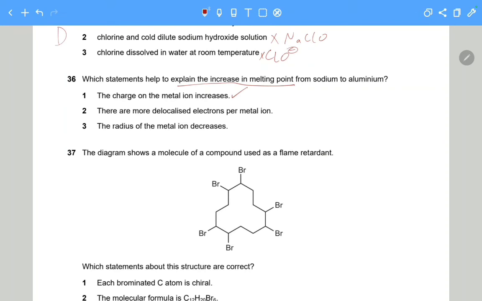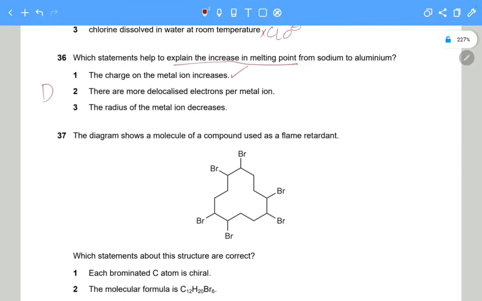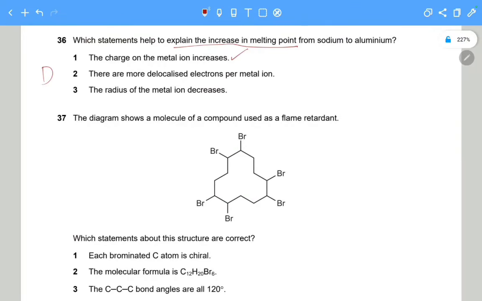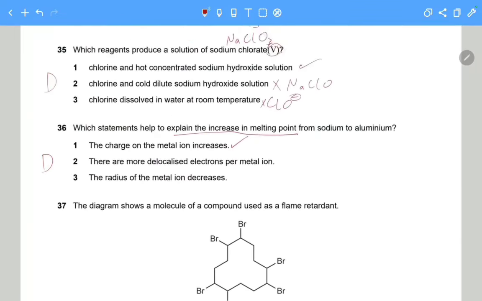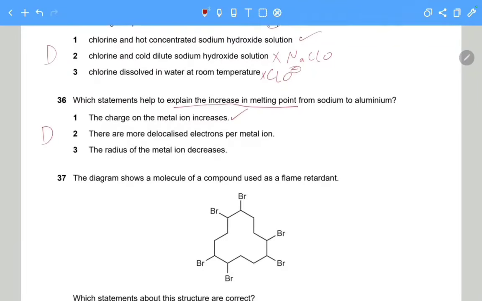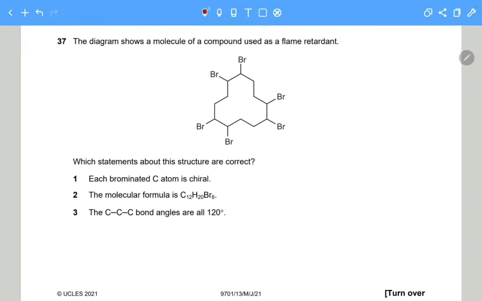The number of delocalized electrons and the radius of the metal ion don't matter. They occur as a consequence of the increase of the charge on the metal ion, but they don't explain the increase in melting point. So I'm sorry for that mistake, but it should be correct. The answer should be D. Even though option 2 and 3 are factually correct, they don't help explain the increase in melting point.